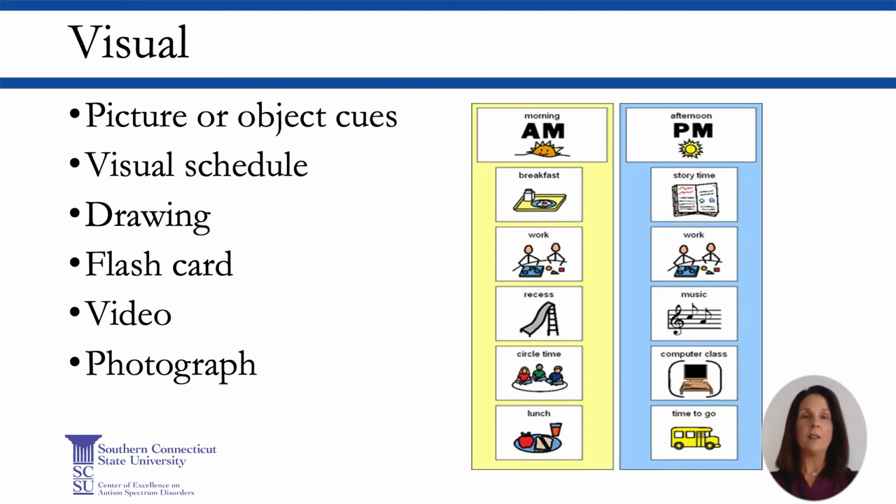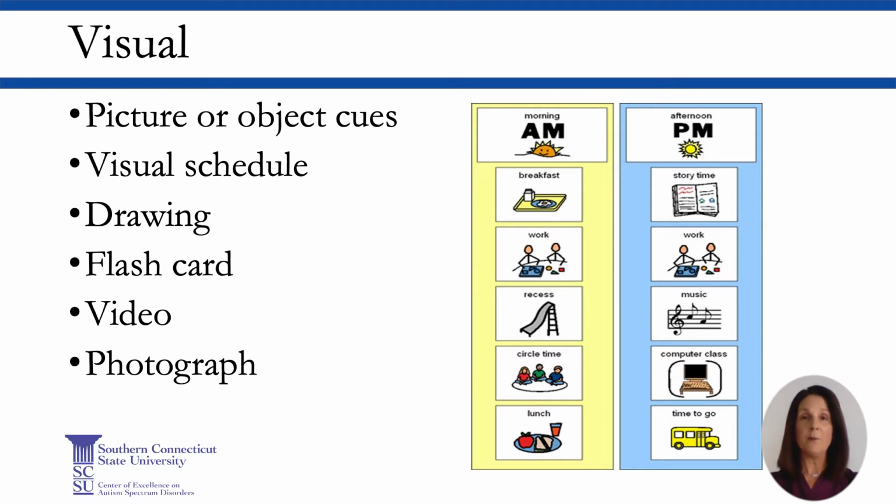Visual prompts are an excellent way to prompt students with autism spectrum disorder. The reason why is a lot of students have major strength in visual processing and visual learning. So visuals are a great way to prompt students. Visuals can consist of objects or pictures. And as you can see by this example on the screen, there's a visual schedule.